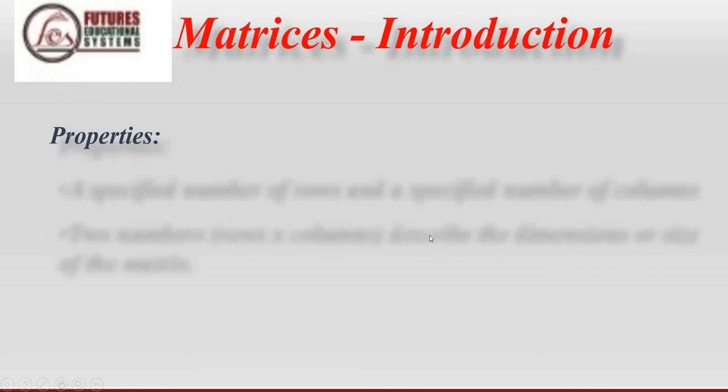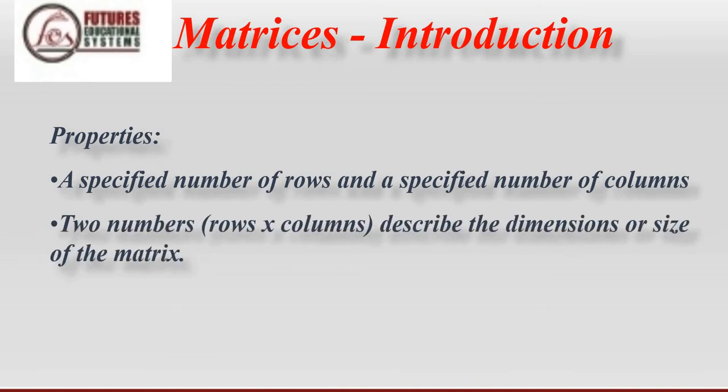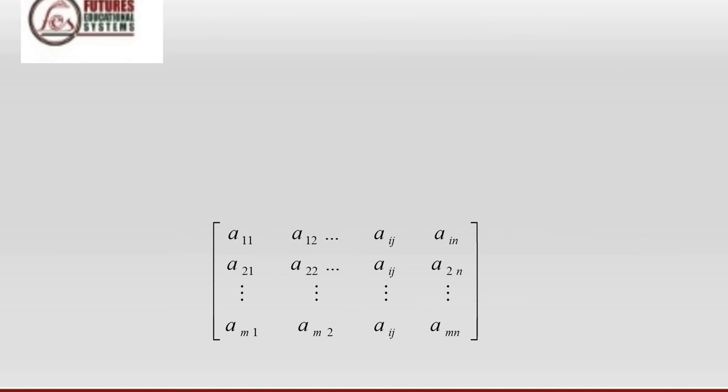Matrices introduction. Properties. A specified number of rows and a specified number of columns. Two numbers, row by column, describe the dimension or size of the matrix.